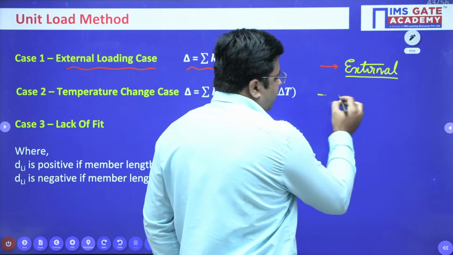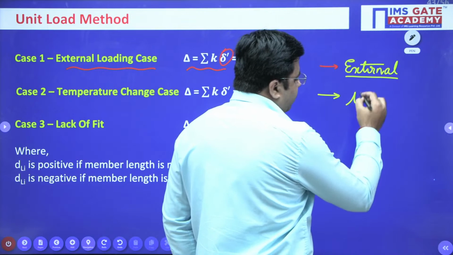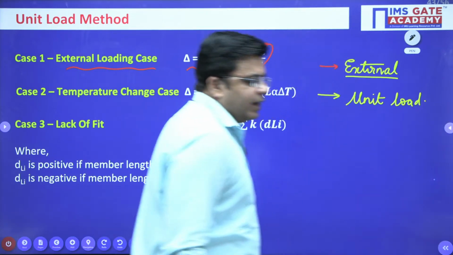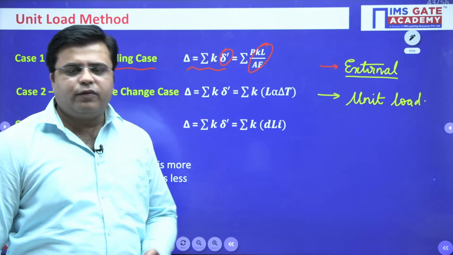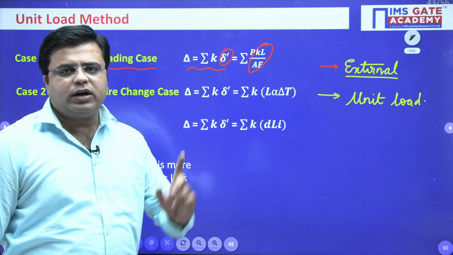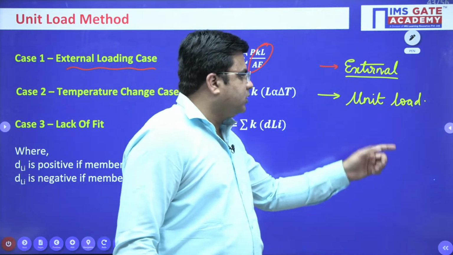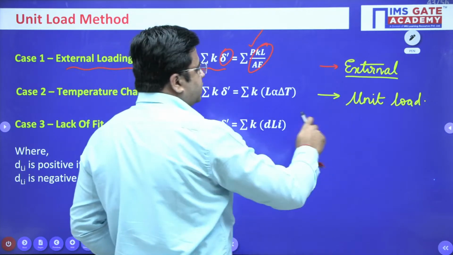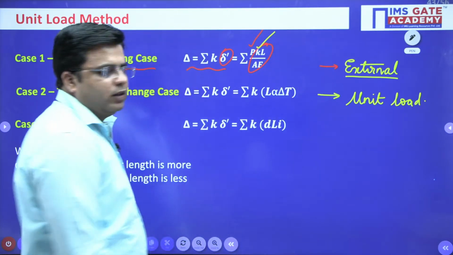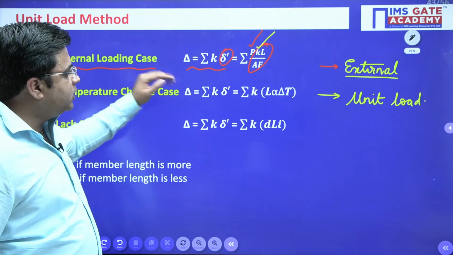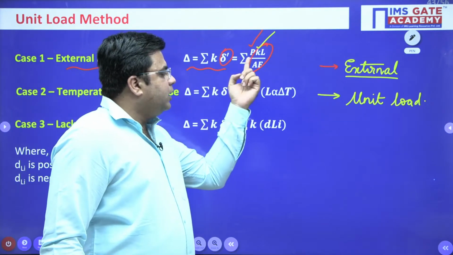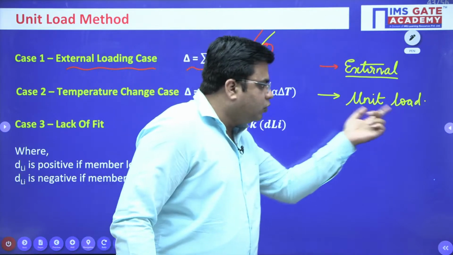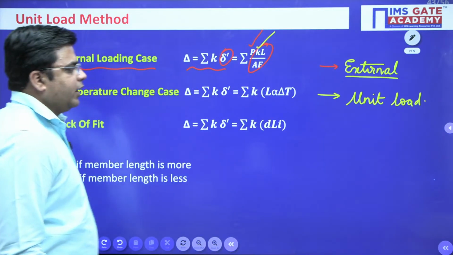After that, the second step is to remove this external load and apply the unit load in the direction of deformation that is required. That is, if you require a vertical deformation at any point, apply the vertical unit load at that point and again analyze the structure. So due to the external load, you will have the P values for every member, and due to the unit load, you will have K values for all the members, right. So you have to just take the summation of PKL by AE. P is the member forces due to external load, and K is the member forces due to the unit load applied in the direction of required deformation.